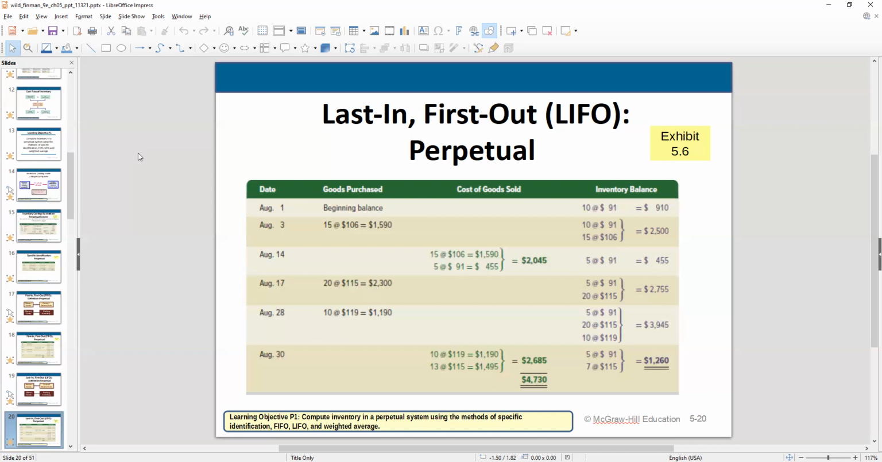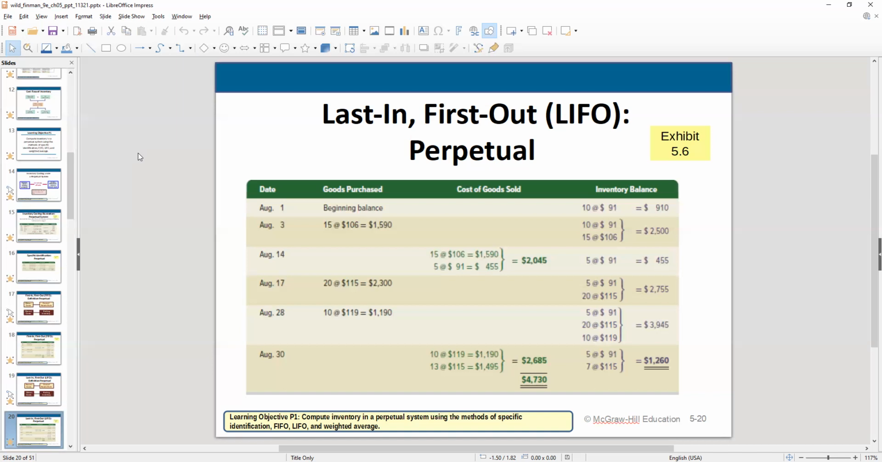Now, if you've been paying attention and comparing to FIFO, our cost of goods sold is going to be higher because what we're showing sold are the higher priced bicycles that we brought in under the LIFO method. Let's look at our ending inventory.